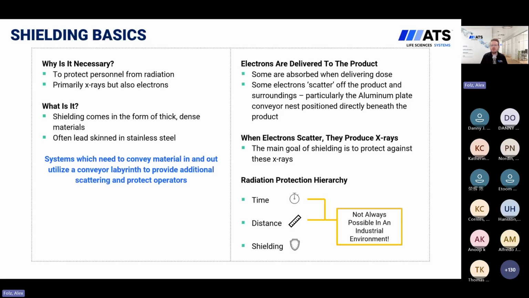So again, electrons are primarily delivered to the product. Some are absorbed when delivering the dose. Others scatter off the product and surroundings, particularly that aluminum plate. Those produce X-rays, and that's the main goal of our shielding, right, is to protect against these X-rays. So ideally, we'd have time and distance to protect us from that. However, I know that most of our customers typically have limited space for their equipment, right? So instead of just utilizing pure distance and time to maintain safety, that's where shielding comes in, right? We're using shielding to minimize the footprint impact of this system, to have a tight footprint in your facility.